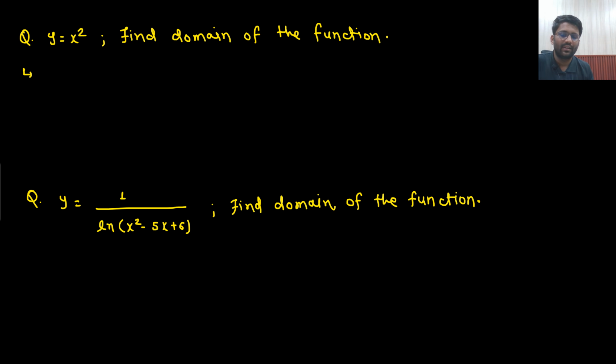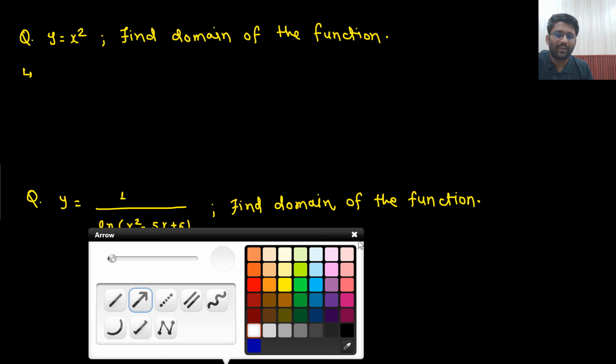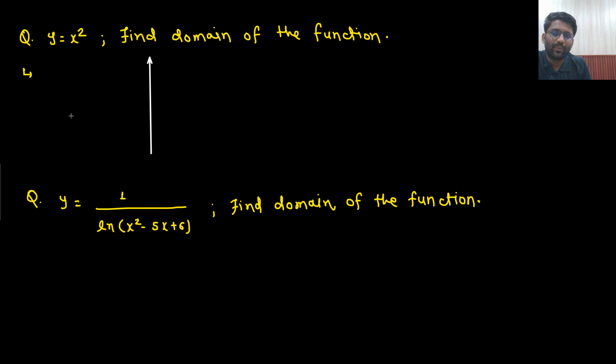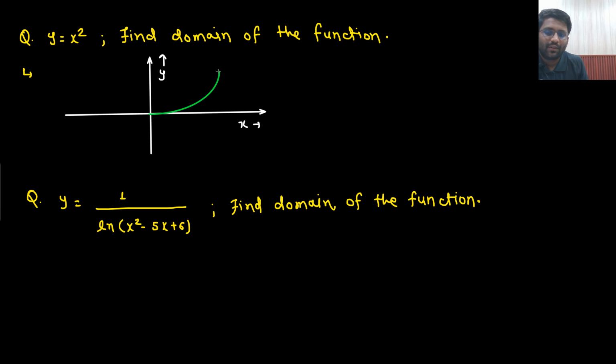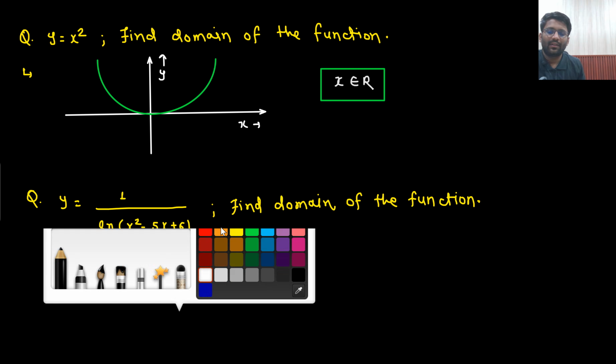Y equals to x square. Let me know the domain. What will be the domain? Sir, all the values of x, right? No problem. X square is not having any problem. No matter whatever the value you put, I am always fine. So whatever the real values you want to put, I am always fine with that. So what is the domain? X belongs to real numbers. Whatever the value you put, I am absolutely fine with that.